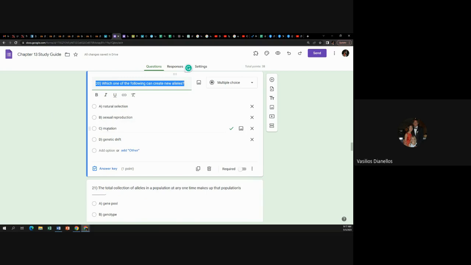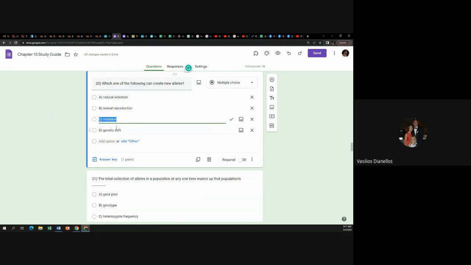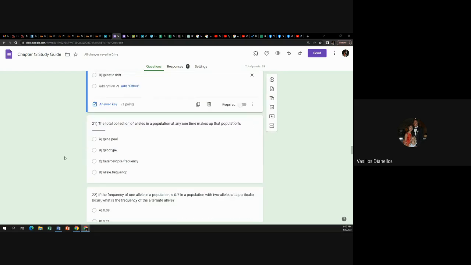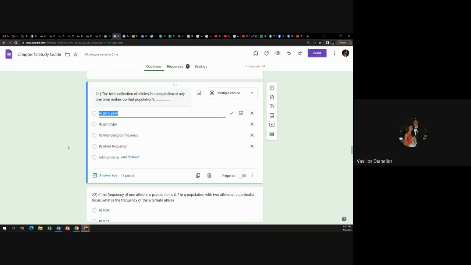And again, this is a good time to remind you, hopefully at this point you don't need this reminder, you or anybody watching the video, but alleles, those are different versions of genes, right? So you either have an allele for a smooth chin or you have an allele for a dimple chin. It's the same gene, different versions. The total collection of alleles in a population at any one time, that is a gene pool. That's what a gene pool is, right? So all the genes, all the different versions of all the genes of all the individuals of the same species, right? That's what a population is. So any questions about that?